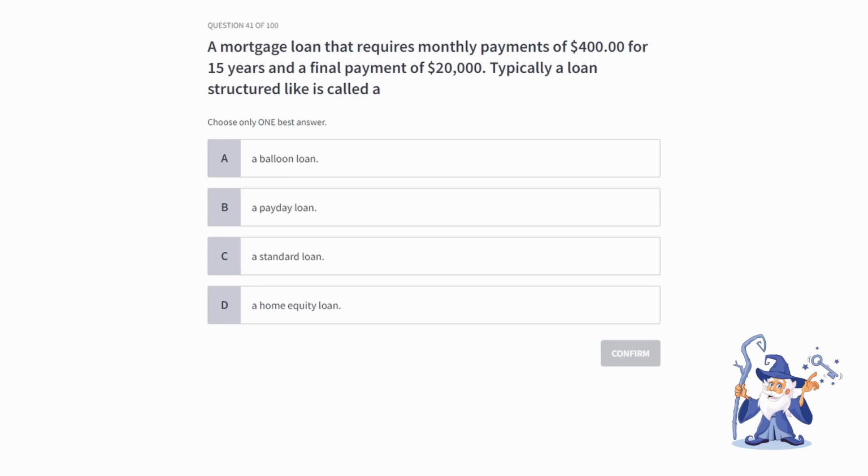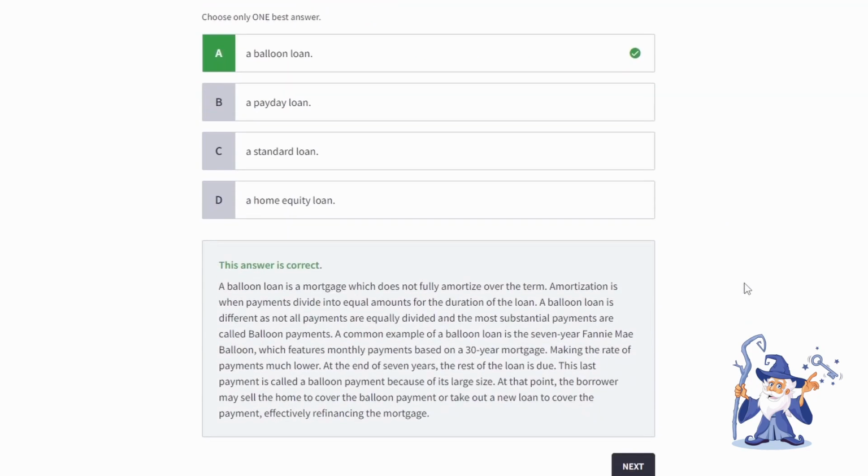Okay, so when you see this monthly payment thing and then a final payment, you want to think of a balloon loan, which is our answer. So a balloon loan is a mortgage which does not fully amortize over the term. So amortization is when the payments divide into equal amounts for the duration of the loan. A balloon loan is different, as not all payments are equally divided, and the most substantial payments are called balloon payments.